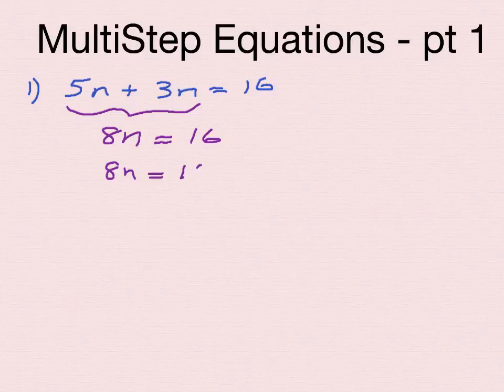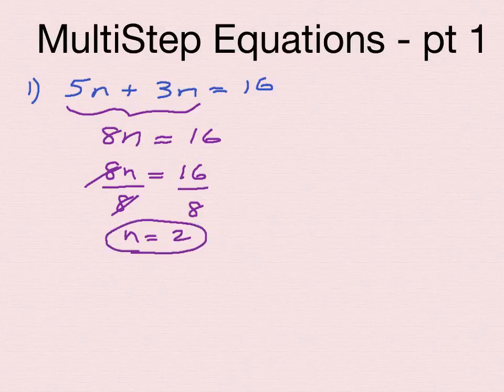To solve this using the rules, we would say what number multiplied by 8. So if I divide by 8 on both sides, that'll allow me to cancel the 8's, leaving me with n is equal to 16 divided by 8. Therefore, n is equal to 2. That makes pretty good sense. And you want to be double sure.